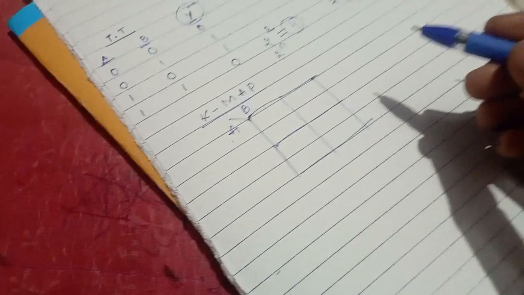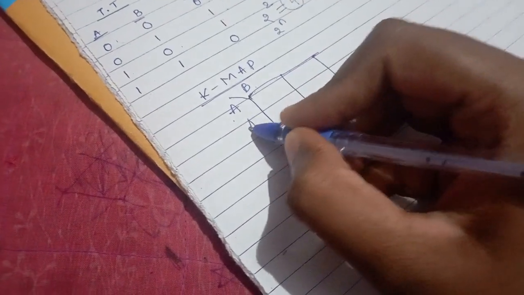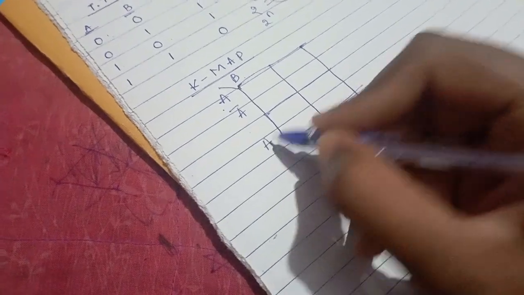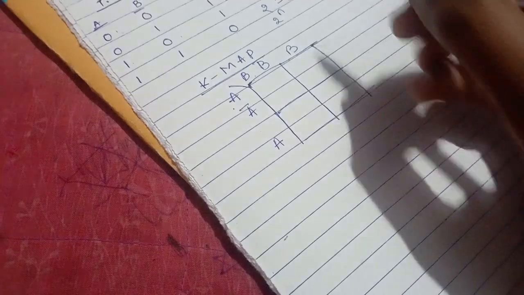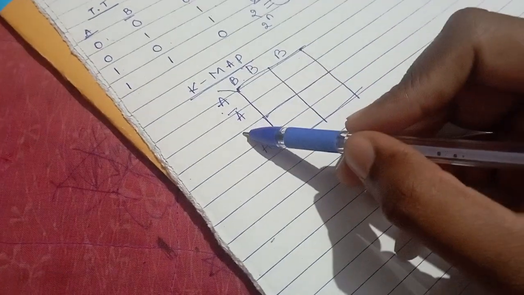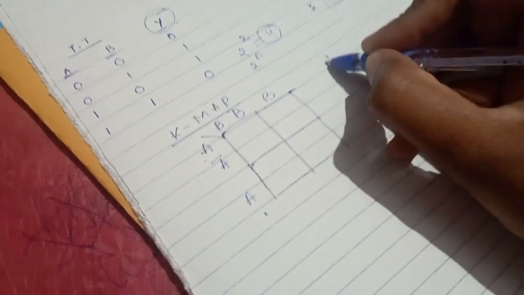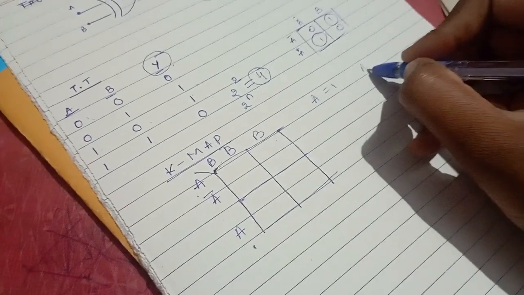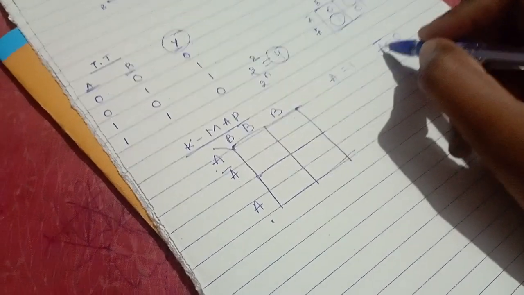In some other videos I am going to teach all the other K-maps. Here the inputs are going to be A bar and A, and B bar and B. A bar is nothing but a complement. What is a complement? When A is equal to 1, its complement is going to be 0. This is the meaning of complement.